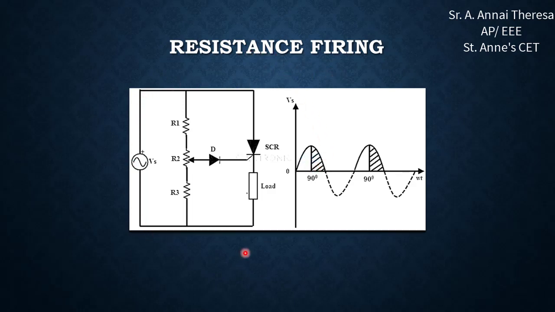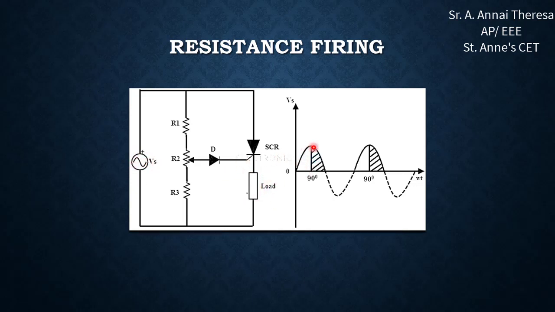So this is the circuit diagram for the resistance firing. It is employed to drive the load from the input supply Vs. There is also a resistance and diode combination, which acts as a control circuitry to switch on this SCR at the desired condition. Now let us consider that we give this supply voltage Vs to drive this load.